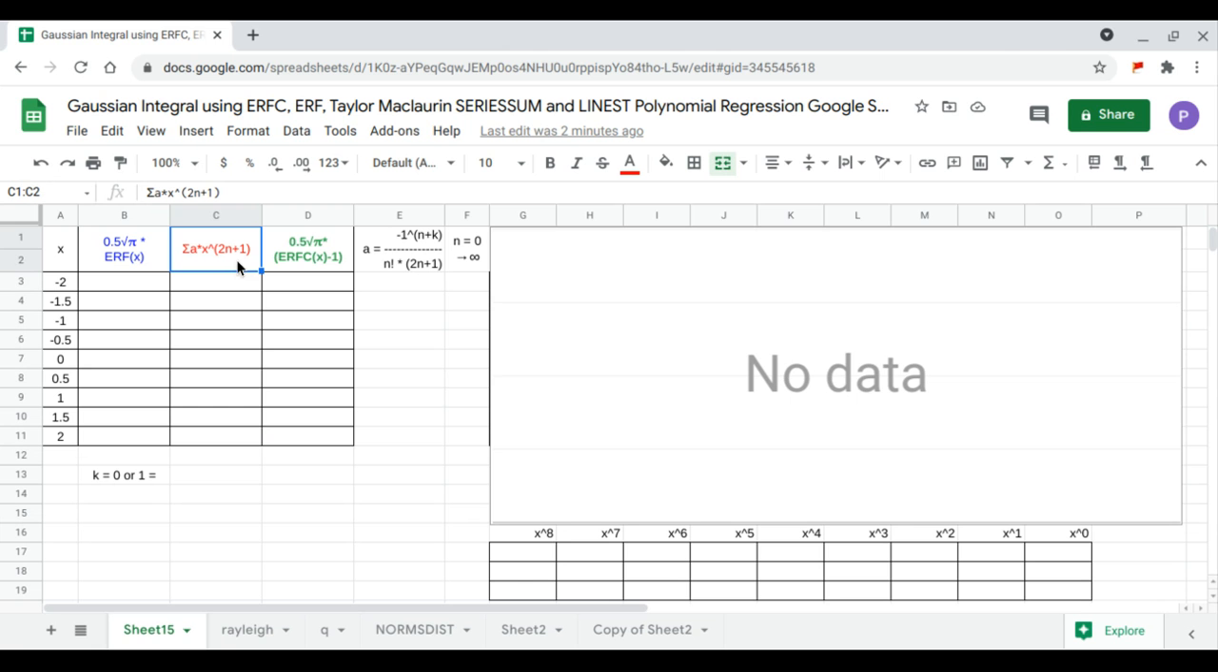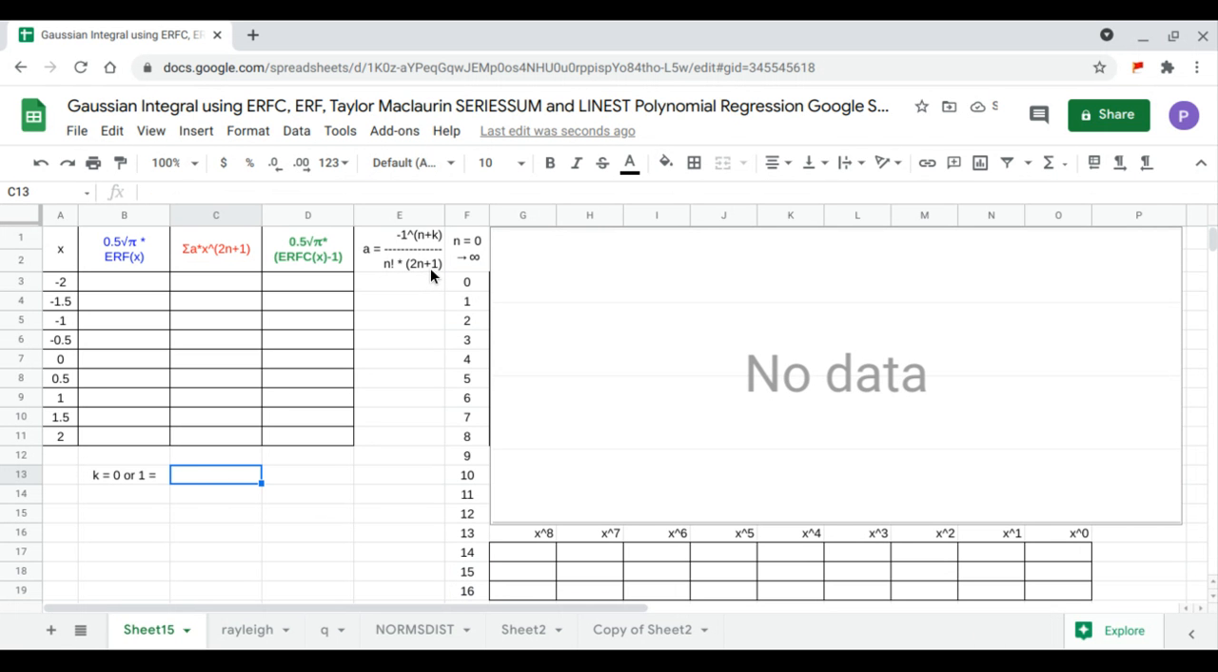Begin with the Gaussian integral, which is the summation of a times x to the power 2n plus 1, where the value of the coefficient a is negative 1 to the power n plus k, all over n factorial times 2n plus 1. Here, the value of n will be from 0 to infinity. In this case, we can go as far as 16, which is good enough.